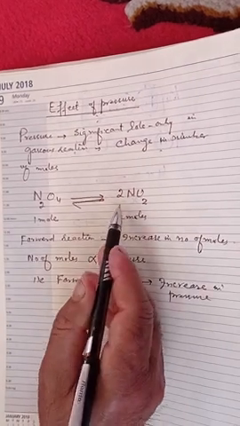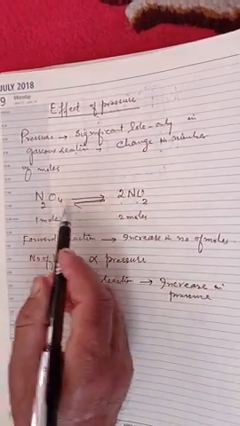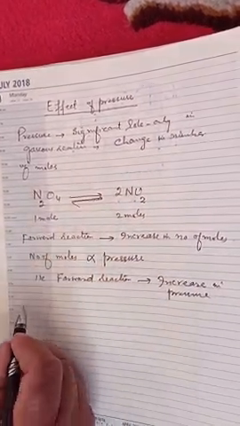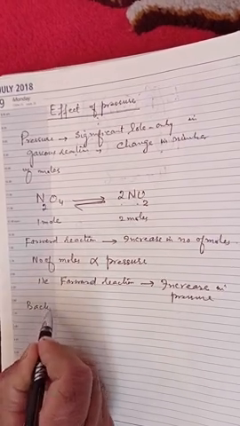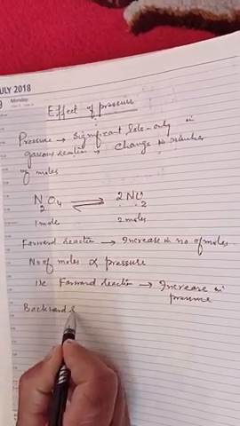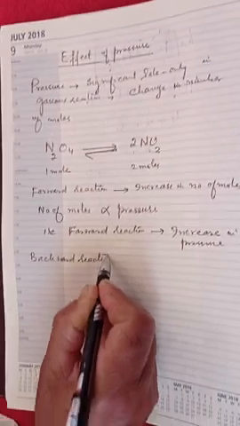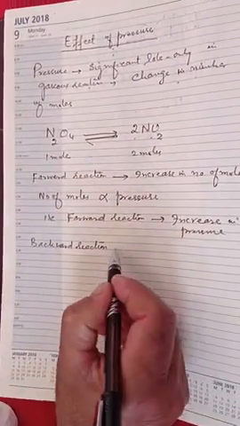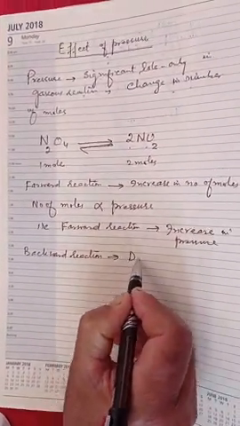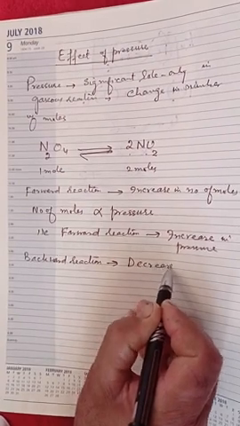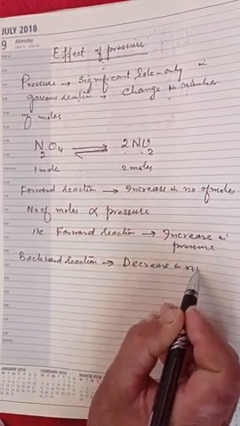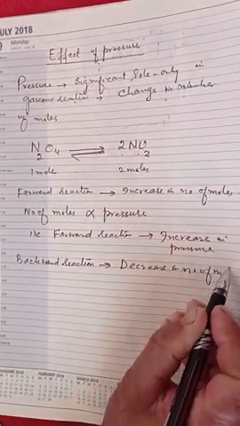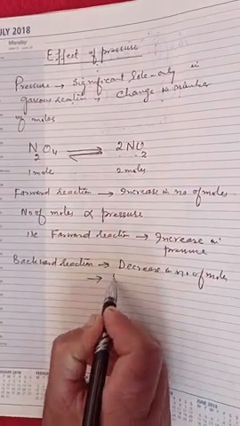And in case of the backward reaction, 2 NO2 gives N2O4, there occurs a decrease in the number of moles. That means there occurs a decrease in pressure.